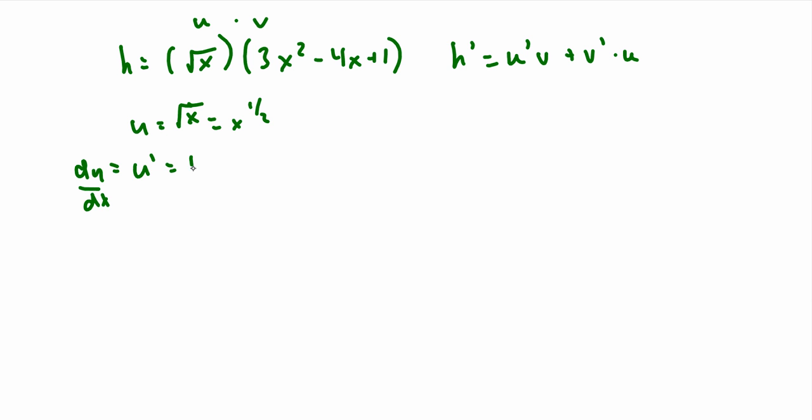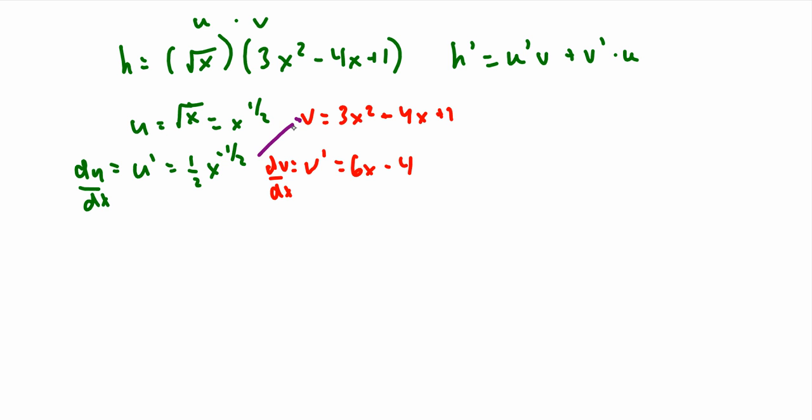We're going to have 1/2 using the power rule. Subtract 1, that's negative 1/2. We're going to look at our v. Our v is going to equal 3x squared minus 4x plus 1. And then we have our v prime, which is the same thing as dv dx in this case. And using the power rule, we're going to have 6x minus 4. So let us complete this.